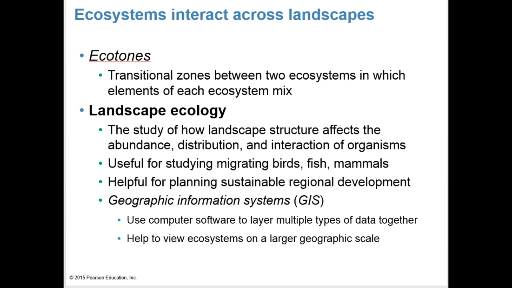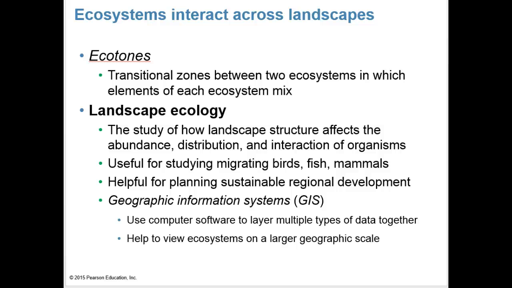Ecosystems, though, it's hard to define an actual boundary where one ecosystem begins and the other one ends. So often the ecosystems will interact across landscapes or kind of blend into one another or be a transitional zone. Those are called ecotones: a transitional zone between two ecosystems in which elements of each ecosystem mix a bit.